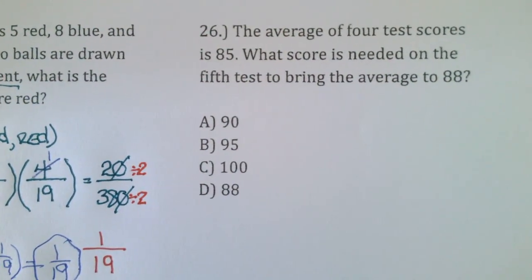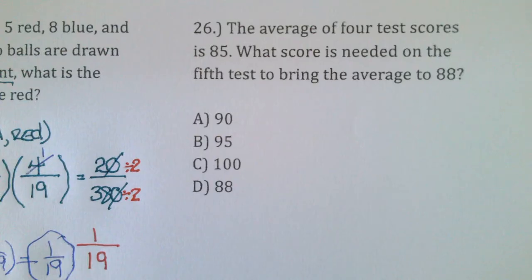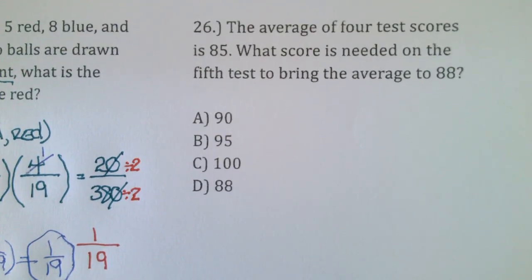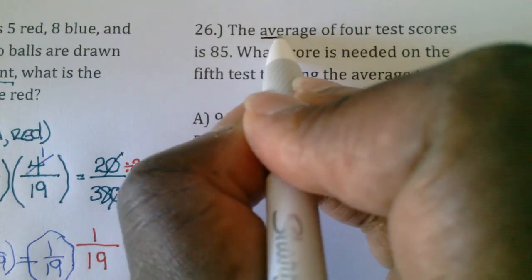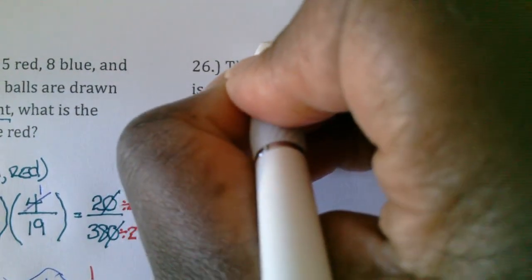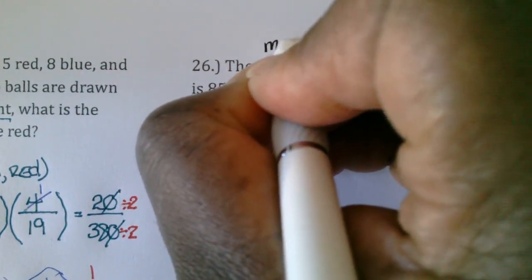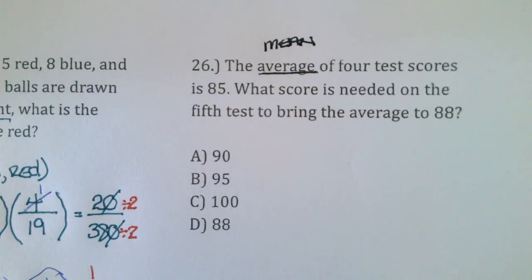Okay? So for 26, we have the average of 4 test scores is 85. What score is needed on the 5th test to bring the average to 88? Now the one thing about this one, every time we see average, it means mean. Okay?